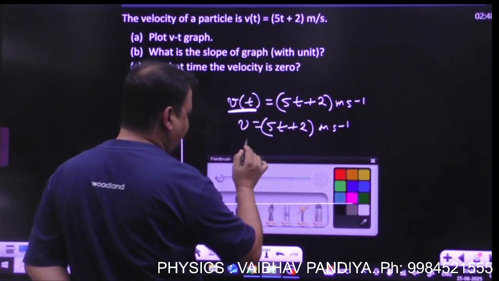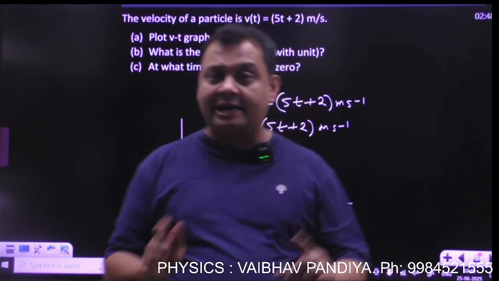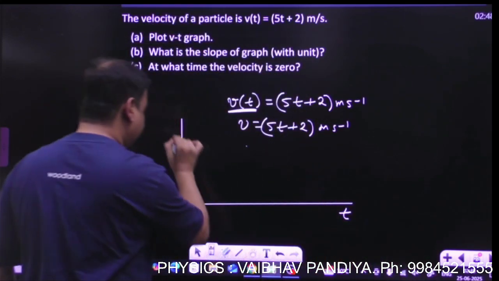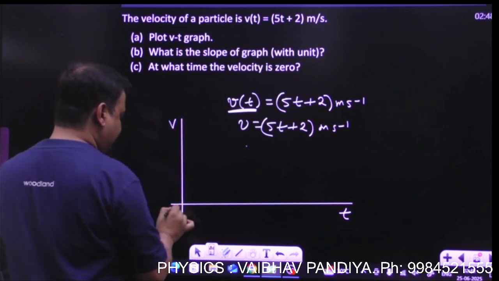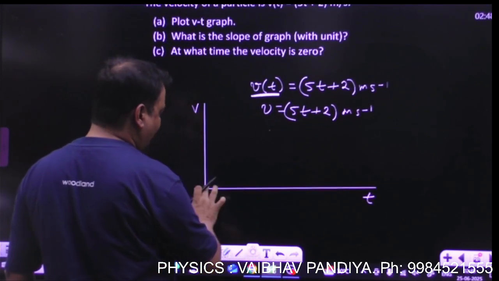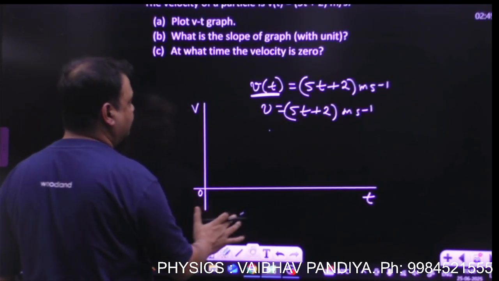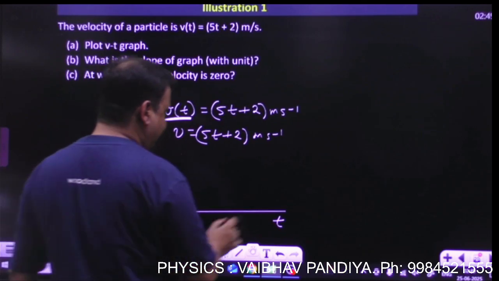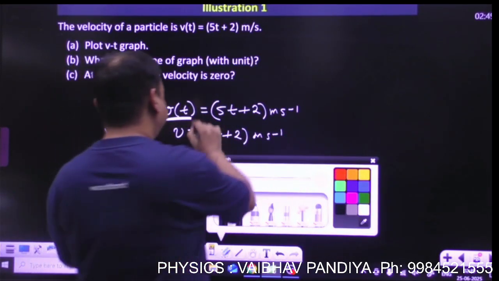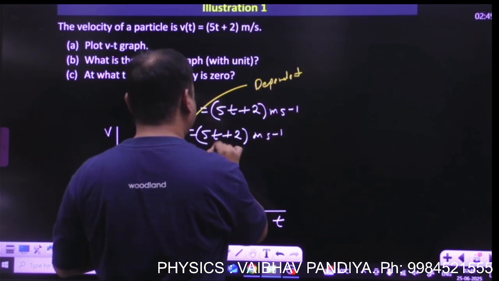First key point is, whenever you are plotting, time is always an independent variable. Time is always an independent variable that is taken on the horizontal axis. And this is the dependent variable. Since nothing else is mentioned, initial time is 0, so we won't be taking the graph to the left side of the origin. Next, what is the dependent variable? V. Correct? And what is the independent variable?